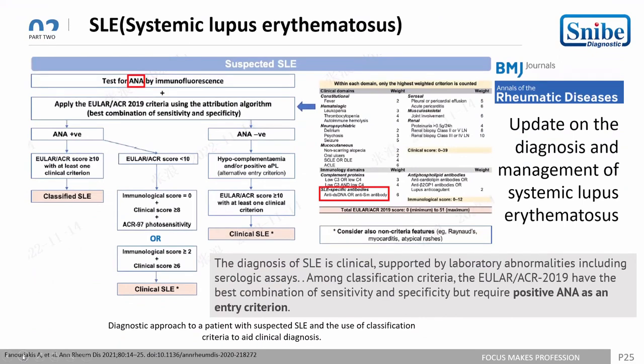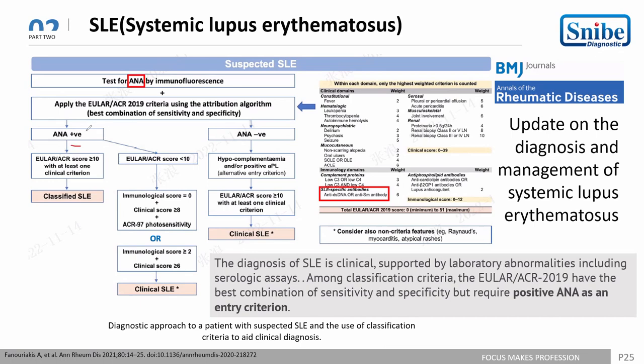So if we talk about systemic lupus erythematosus, this is the immunofluorescence case, in which we can rule out the suspected SLE patient. This is an algorithm according to the guidelines of the BMJ journal, Annals of the Rheumatic Diseases, updated on the diagnosis and management of systemic lupus erythematosus.